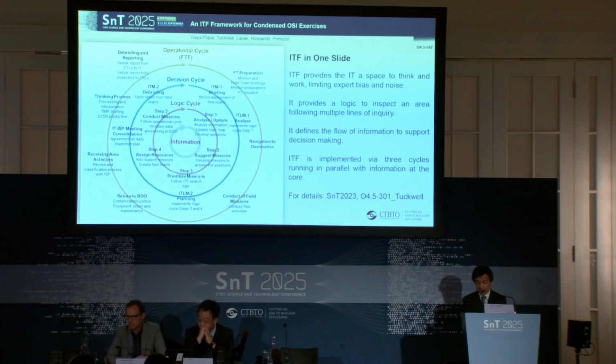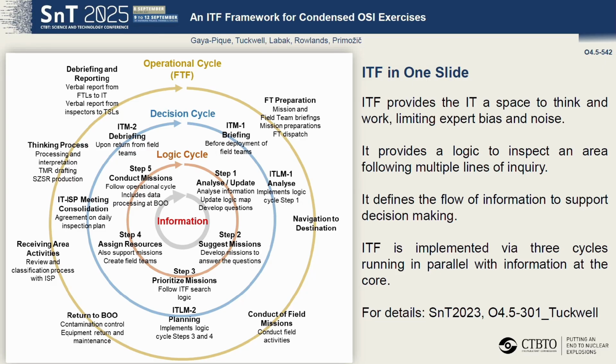I do not expect you to read this one, especially if you're not familiar with ITF. We presented a detailed presentation in S&T 2023. Very quickly, information is at the center of the search logic of the inspection. And you have three cycles running in parallel: a logic cycle, the search logic; a decision cycle, meaning meetings, how the team takes decisions; and an operational cycle, the field team functionality, or FTF, how we implement those missions. What we did with ITF is to provide the inspection team with a space to think and to work, limiting expert bias and noise. And once again, for details, please take a look at O4.5-301 in S&T 2023.